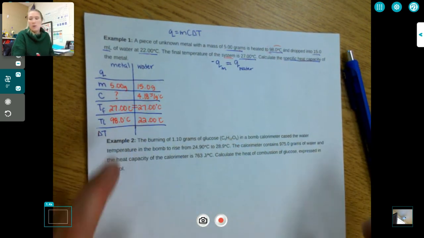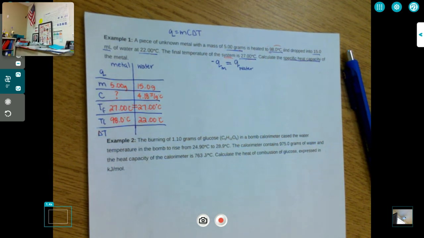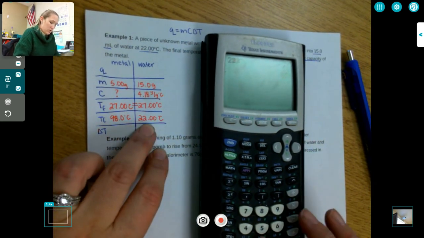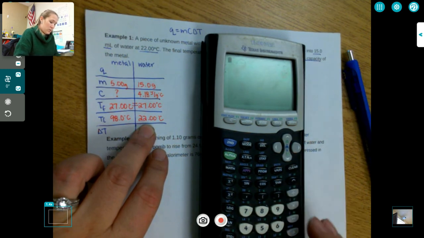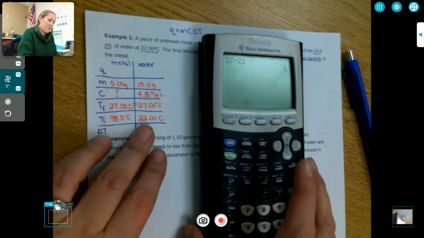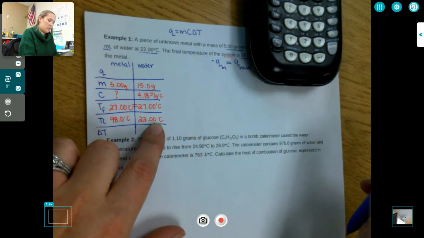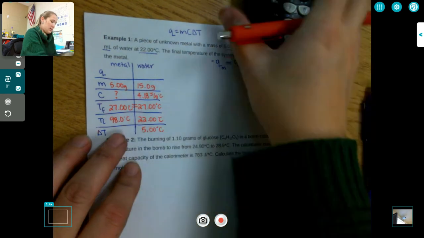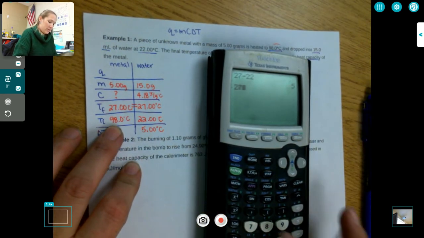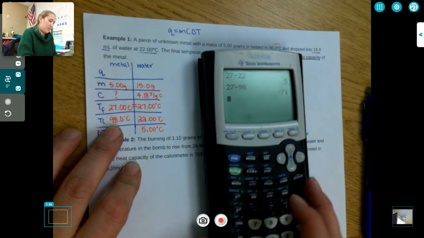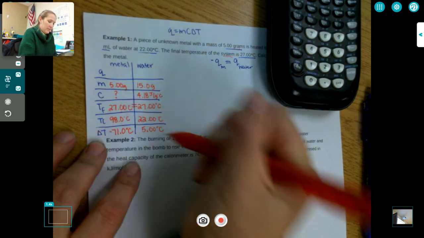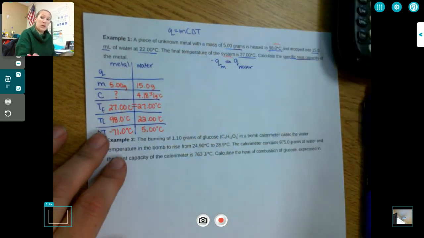Delta T, we can figure out by taking our T final minus T initial. So T final, 27 minus 22 gives me 5 degrees Celsius. And for the metal, 27 minus 98 is negative 71, to the tenths place, so negative 71.0 degrees Celsius. So we know all our information.